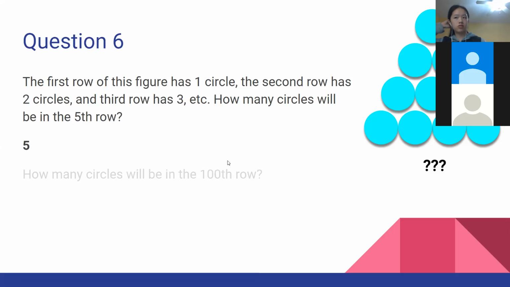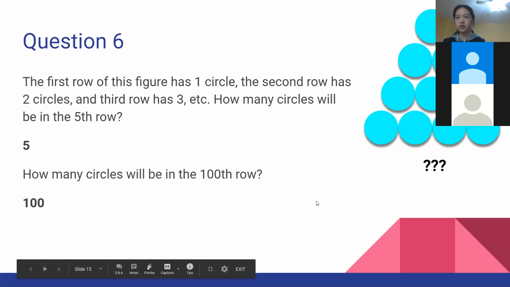Okay, now how many circles will be in the 100th row? I actually want everybody to answer. I know that there's 6 of you here, but I only get 3 or 2 answers every question. So the correct answer is 100. That's pretty self-explanatory, so let's move on.